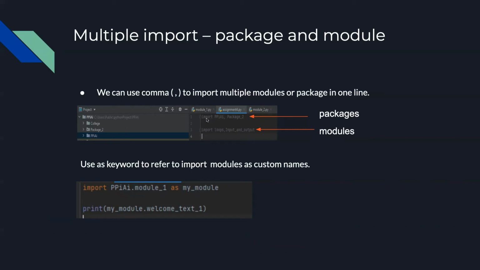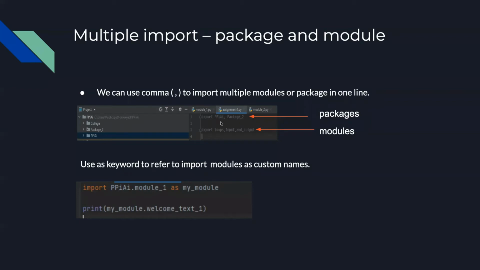So here we can import PPiAI and package 2 if we want to import everything from PPiAI and everything from package 2. It really gets into if you want to import specific things from there, then you'd have to do from PPiAI import module 1, and then from package 2 import whatever is in it. So if you use a from, then you can only have one thing in the blank of from blank import. But if you're importing the entirety of a package, you could import PPiAI and package 2.